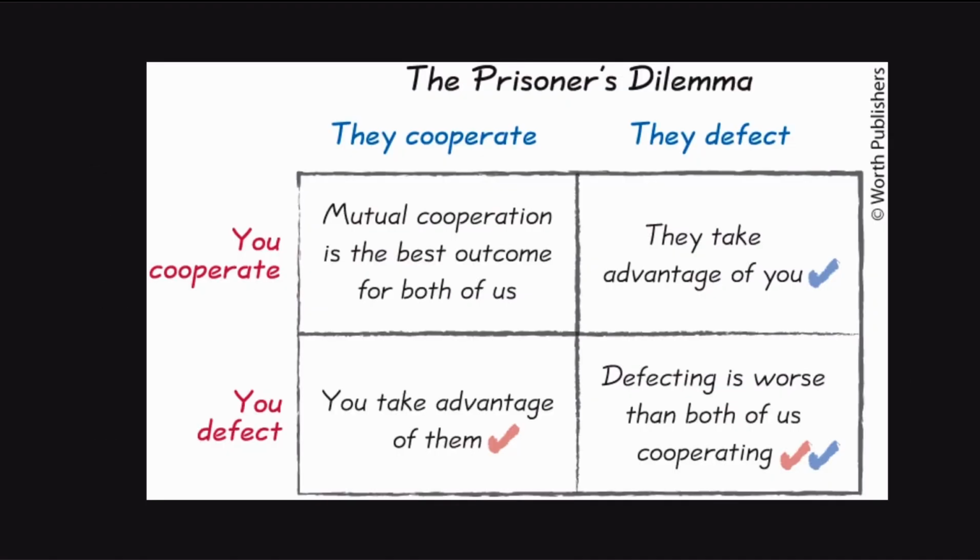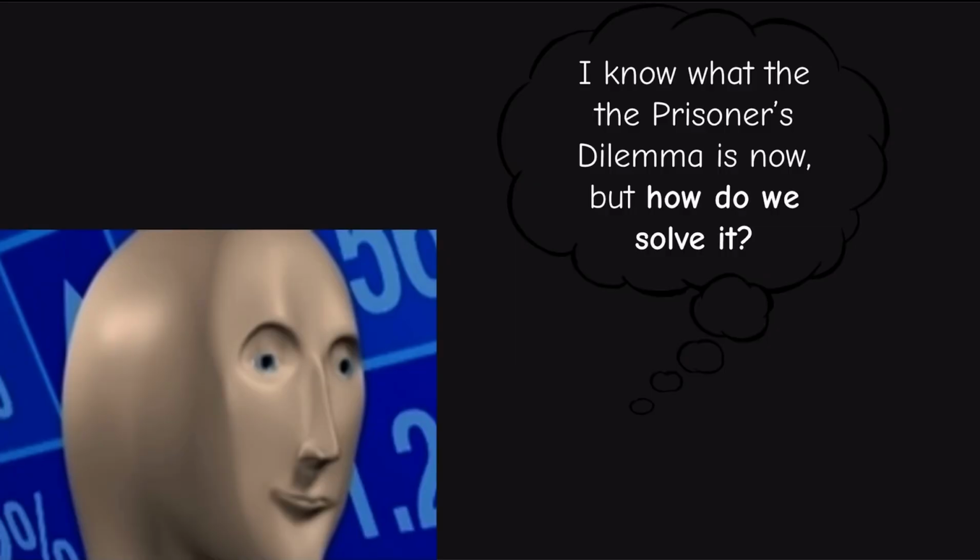So back to those check marks from earlier, you can see here that they showcase the best response for both parties, which happens to be defecting. That means when both parties defect would be when Nash equilibrium occurs. So now that we know what the prisoner's dilemma is, how do we solve it?